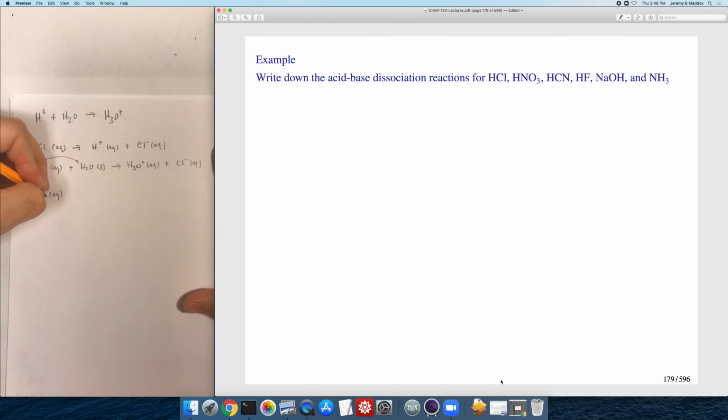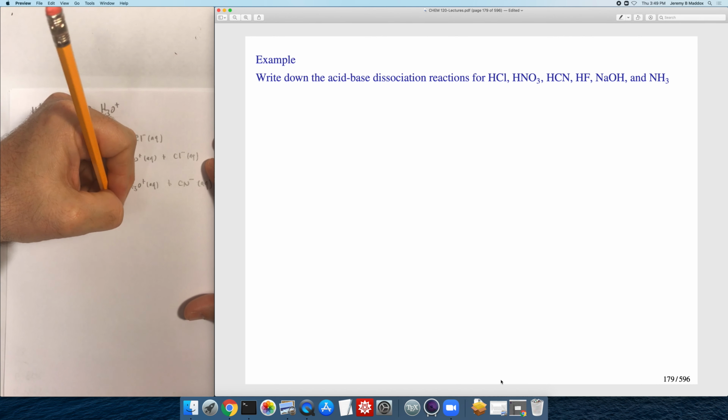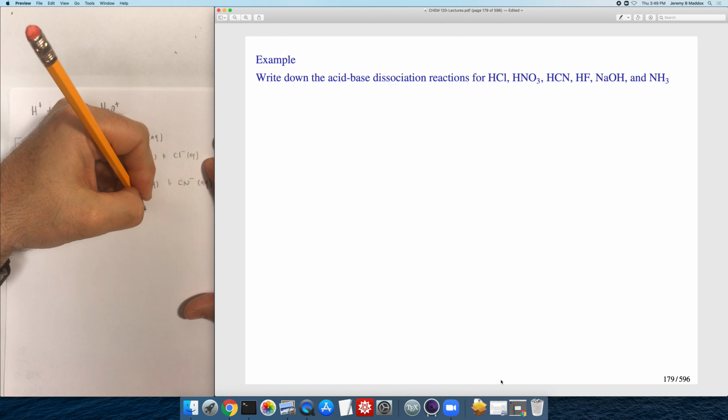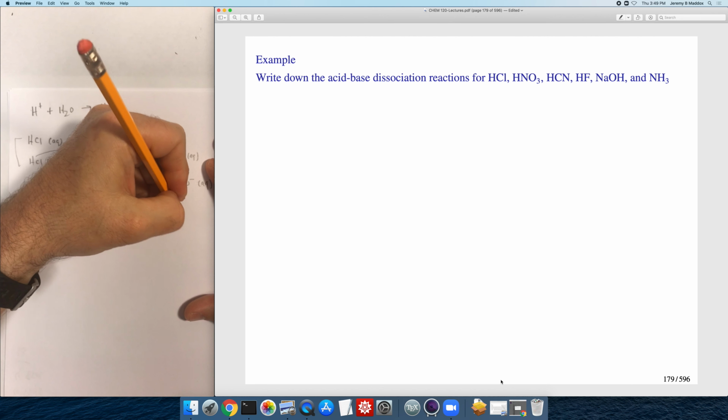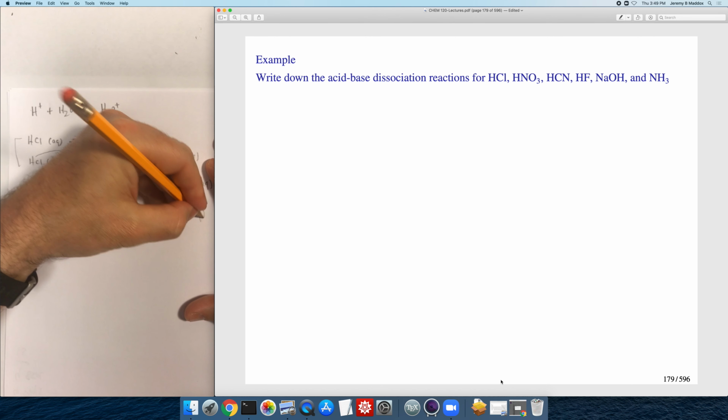Likewise, hydrofluoric acid is not on our list, so it is also a weak acid. And it does the same thing. It donates a proton. That gives us hydronium, and it's going to leave behind a fluoride ion.